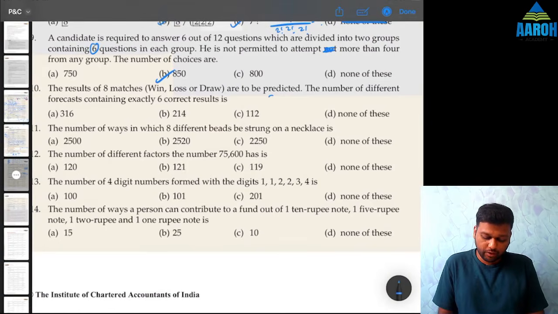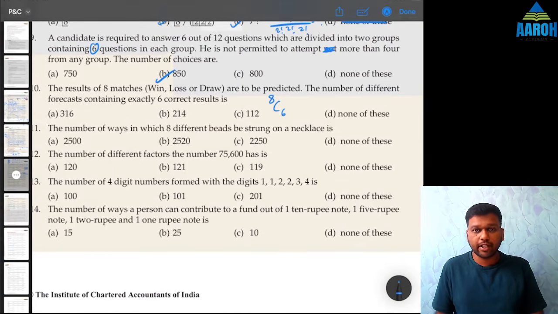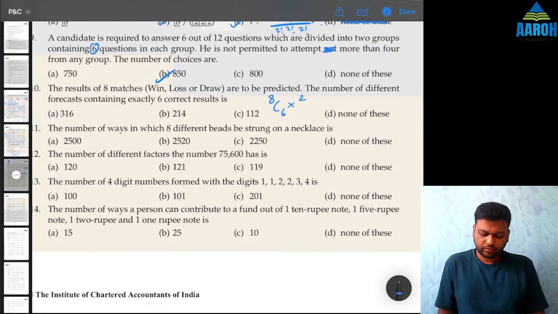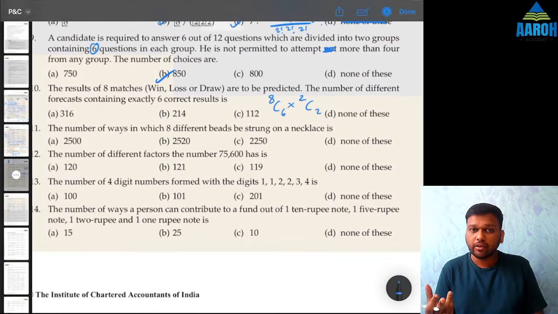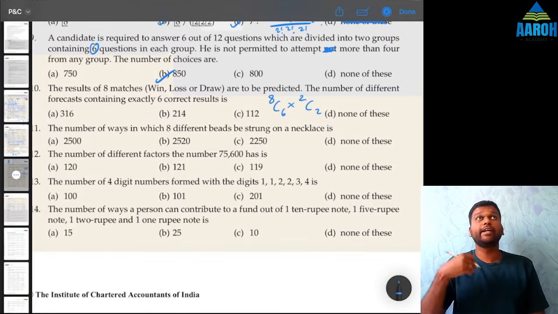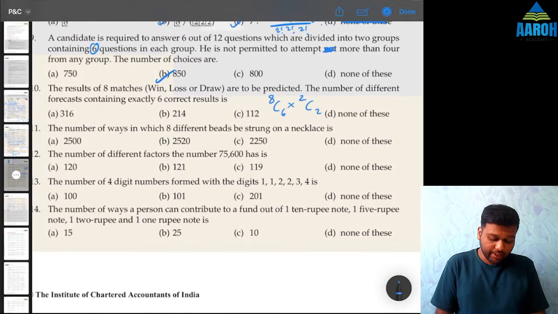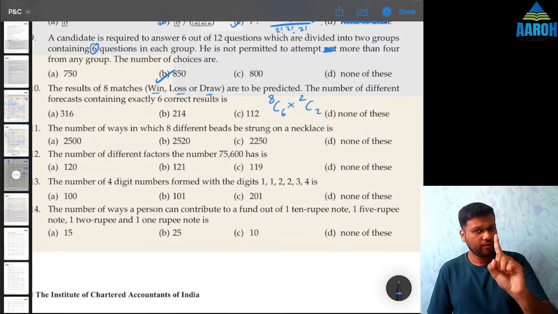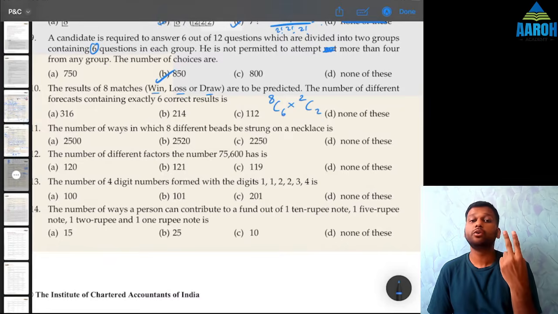That means, can I say out of 8, let's say any 6 have to be correct, 8c6. And now remaining 2 matches, they have to be wrong, right? Fine, they have to be wrong means what? Let us say out of remaining 2 matches, both of them have to be wrong. So 2c2 is 1. But wrong means what? If you have predicted win, then the match might be win, loss or draw. So you can be correct in one way, but you can be wrong in 2 ways.